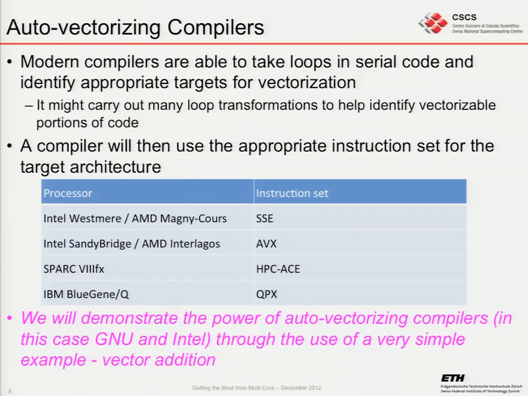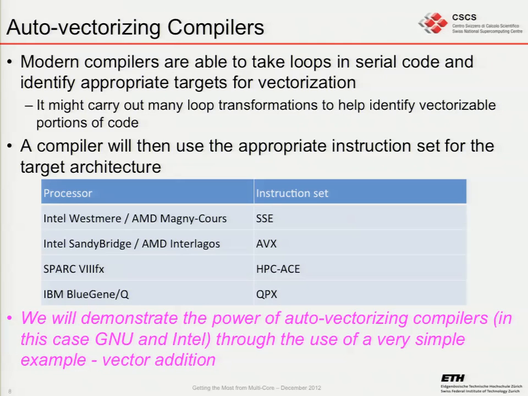Auto-vectorizing compilers. There's a different set of instruction sets from different processor manufacturers, and we have to find a compiler that can target the right one. So IBM make their compiler for the instruction sets on the Blue Gene Q, and similarly for Fujitsu with the SPARC and so on. We're going to look at vectorizing compilers, particularly from GNU and Intel here today, through the use of a very simple example that we have, which is vector addition, and we'll build up over a period of time to see what things can get in the way and how we can improve things.